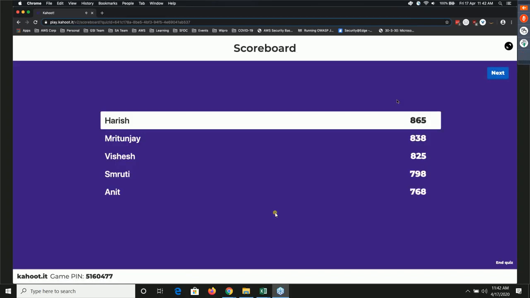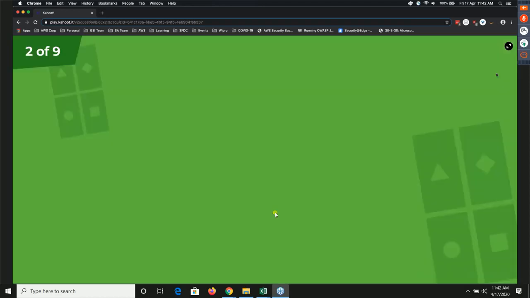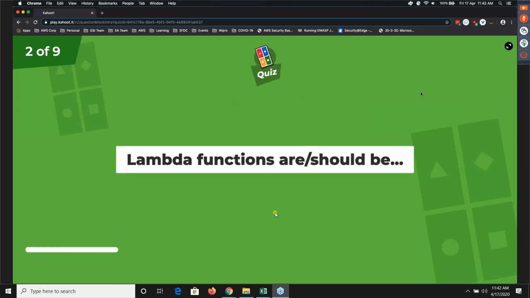Okay, we have Harish, Mrityunjay, Vishesh, Smriti, and Anit at the top. Good job, guys. Let's see how we do in the next one.